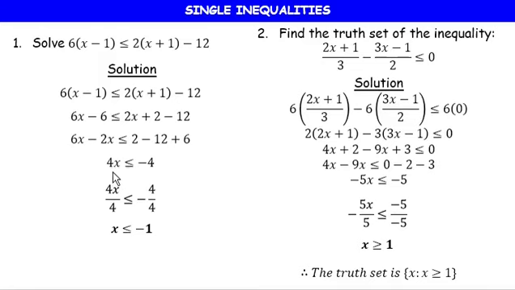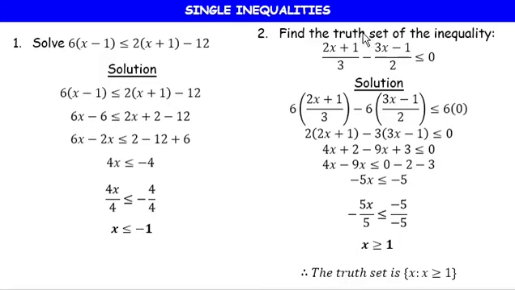Of course, we want to find the value of x. So we divide both sides by the coefficient of x, which is 4. So we are going to have 4x divided by 4 less than or equal to negative 4 divided by 4. So this 4 cancels this 4, leaving us with x. Negative 4 divided by 4 gives us negative 1. So we are going to have x is less than or equal to negative 1. Right, so that is how simple it is. It is just as you are solving a linear equation. Right. Okay, let's look at this question too.